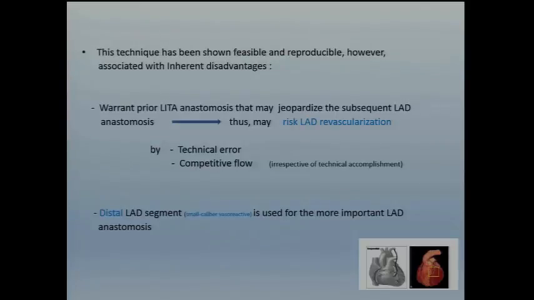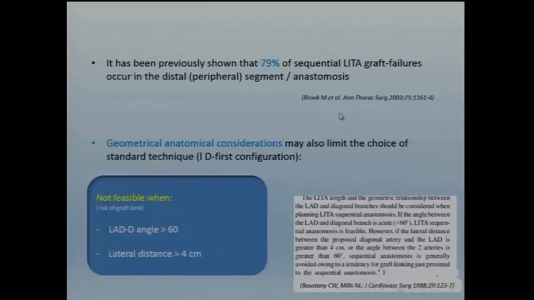The second problem is that the distal LITA segment, okay, it's not the LAD, the distal LITA segment, which is usually small calibered and much more vasospastic, is used for the more important LAD anastomosis, particularly if the localization of the target area in the LAD is very distal.